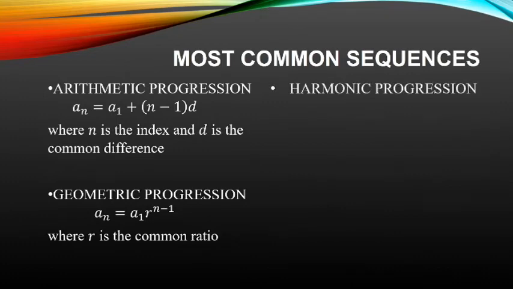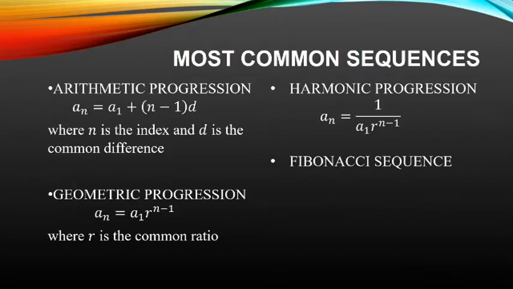And we have a harmonic progression. Formula for a sub n is 1 over a sub 1 r raised to n minus 1, which is reciprocal of the geometric progression. And the most famous sequence is the Fibonacci sequence, where your nth term can be solved by adding the previous two terms. So f sub n is equal to f sub n minus 1, which is the previous term, plus f sub n minus 2, the second previous term, where the initial conditions f sub 0 is equal to 0 and f sub 1, which is the first term, is equal to 1.